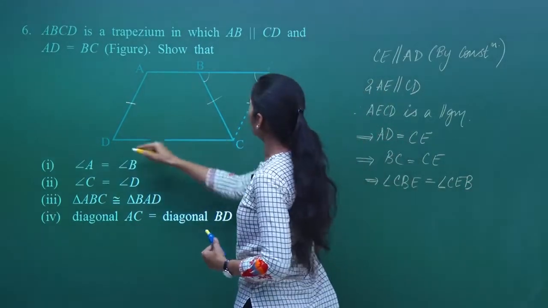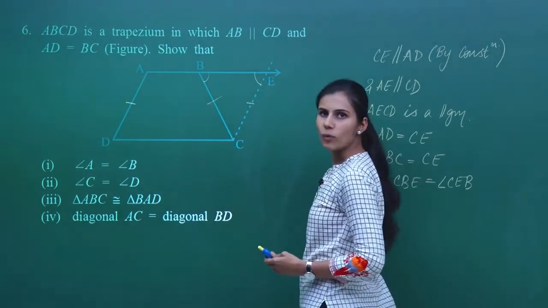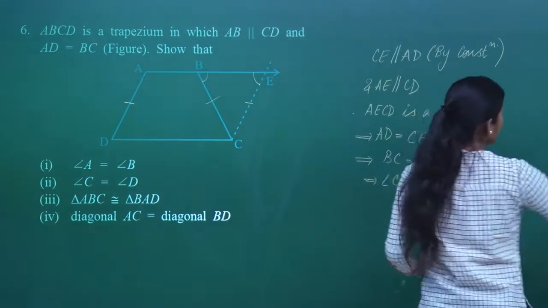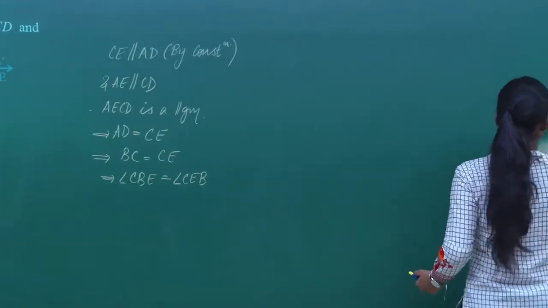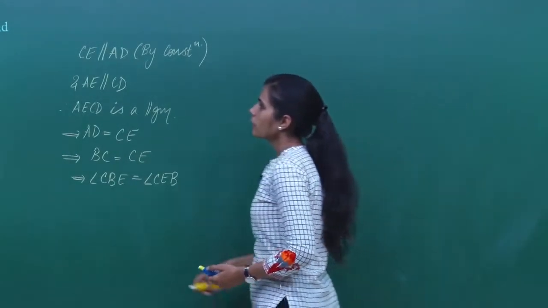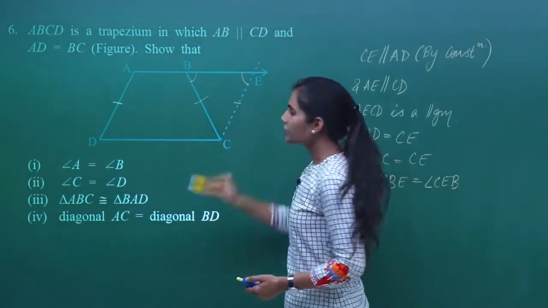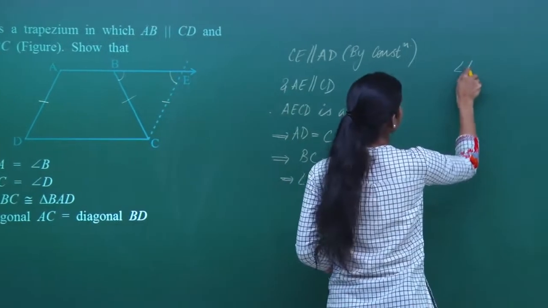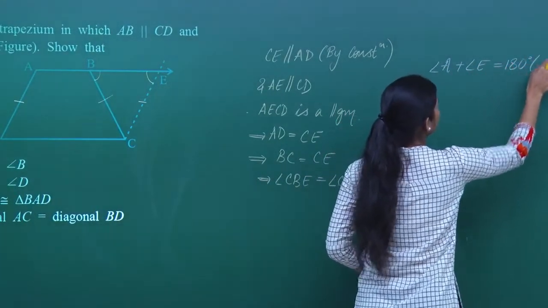Now because this complete figure is a parallelogram, I know angle at A plus angle at E is 180 because they are co-interior angles. So we have angle at A plus angle at E is 180. Why? Because AD is parallel to EC and AE is like a transversal. So angle at A plus angle at E will be 180 because they are co-interior angles.